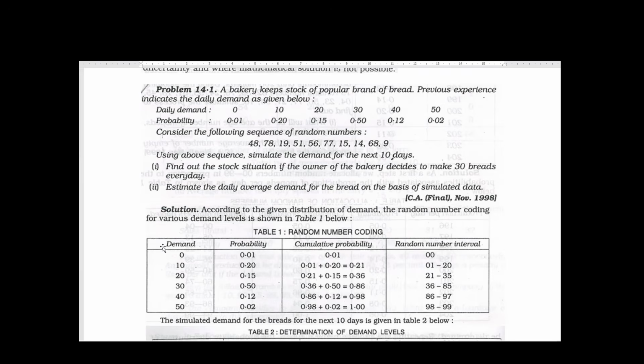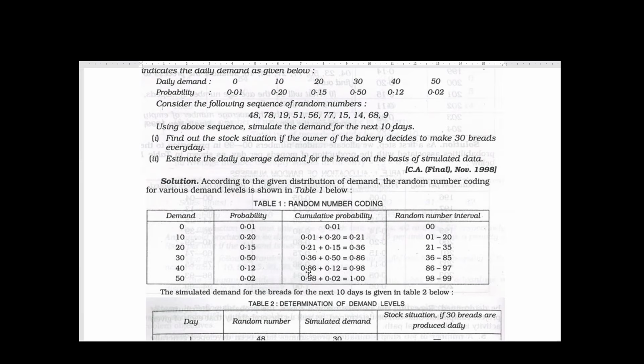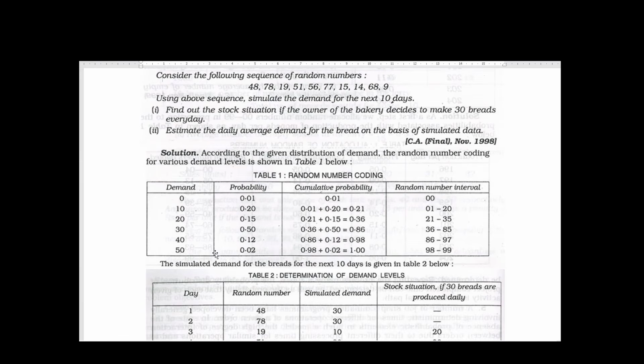So once you understand how to put these random number intervals, now we are ready to solve the problem. They have given us the first random number of 48. So the first random number 48 is between 36 and 85, which corresponds to a demand of 30. So my first day demand will be 30. My second is 78.